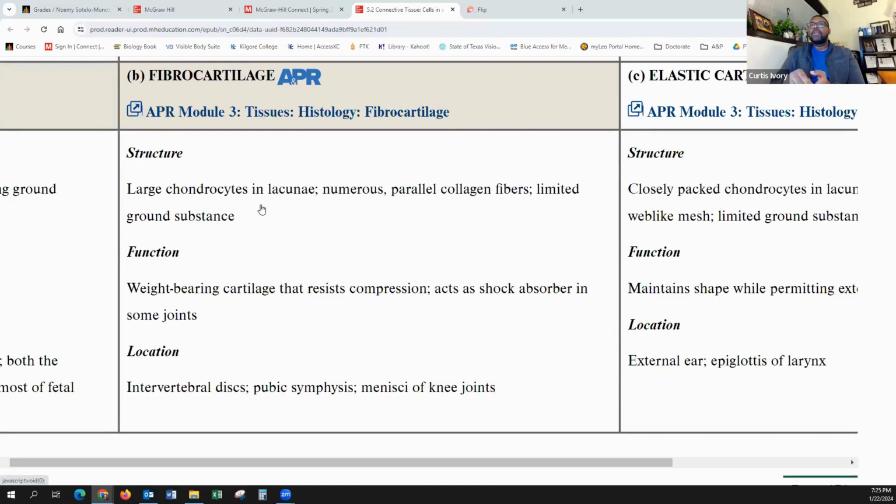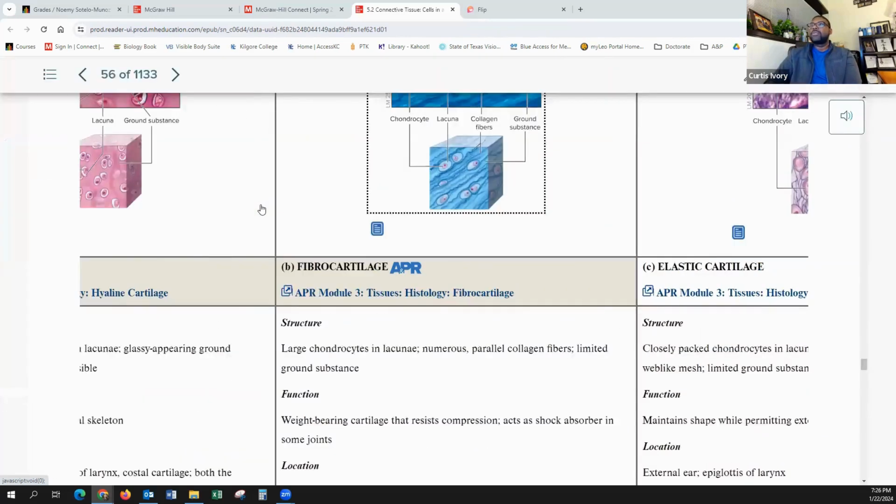And so this is going to be found in the intervertebral disc. So this is in your spine. The pubic symphysis, this is where your two pelvic bones meet in the front. There's a little bitty piece of cartilage that's right there. And then in between your knee, like I said earlier, that's where you're also going to find this type of cartilage. It's also to reduce friction.